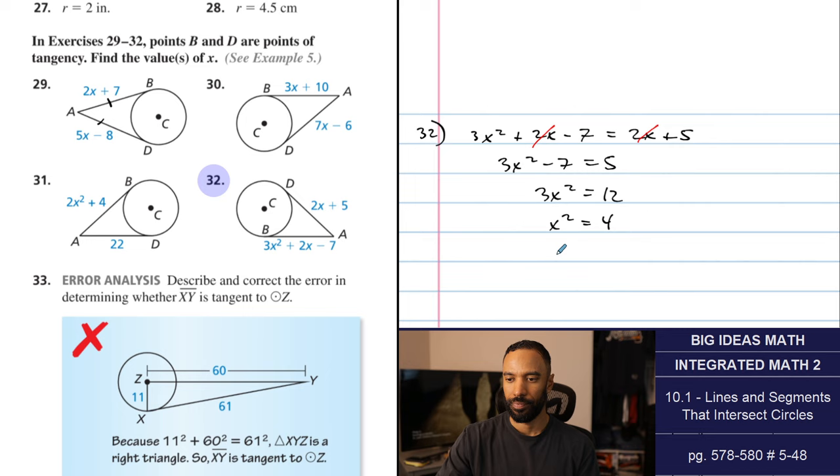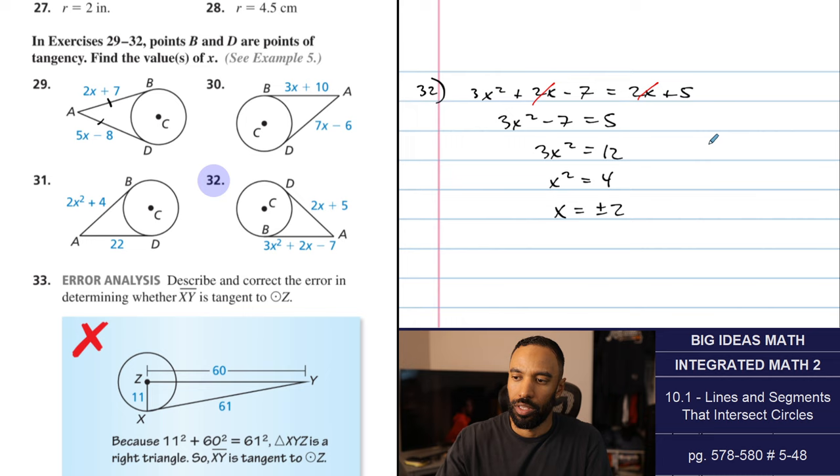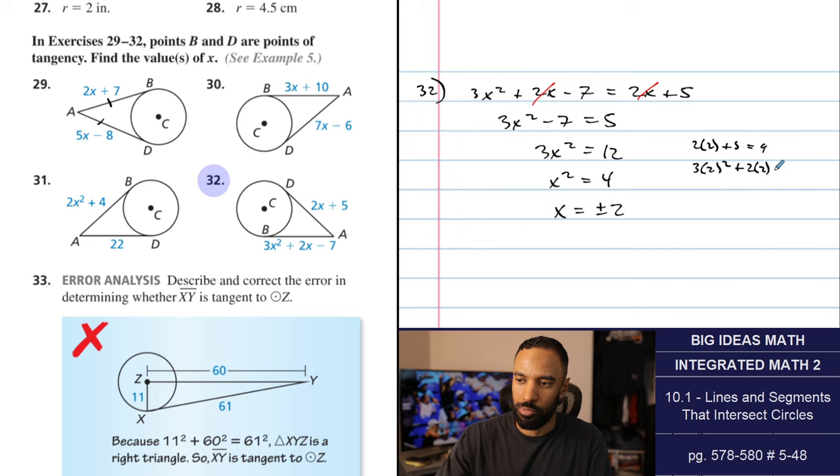Now, do both positive and negative 2 work? They might, because 2 times negative 2, let's check this. I think the positive one will work, right? 2 times 2 plus 5 is 9. 3 times 2 squared, 2 squared is 4 times 3 is 12, plus 2 times 2 is 4, so 16 minus 7 is 9. So those check out for positive 2.